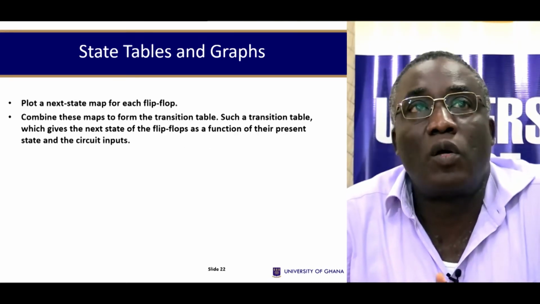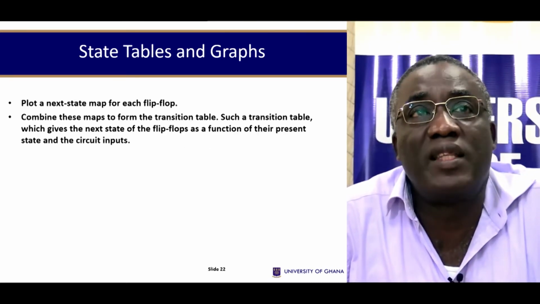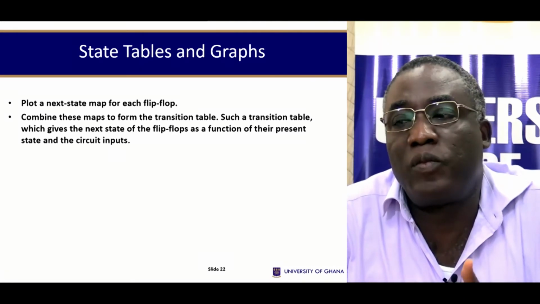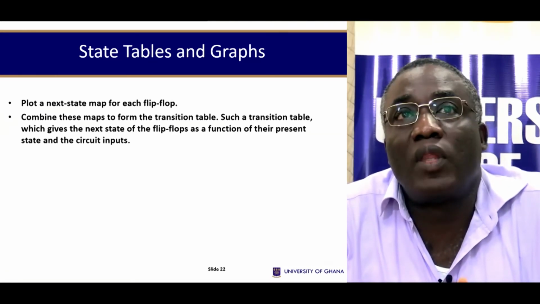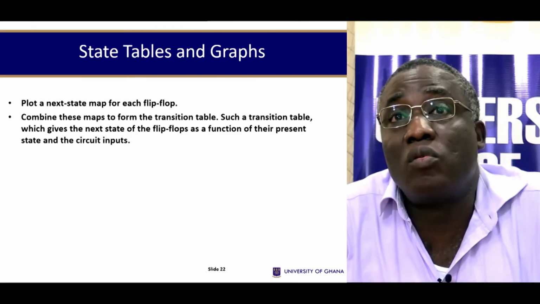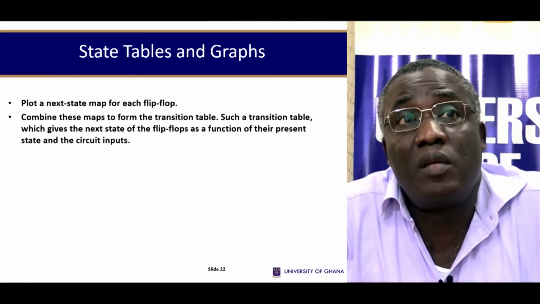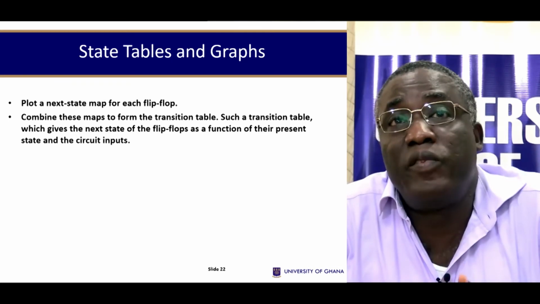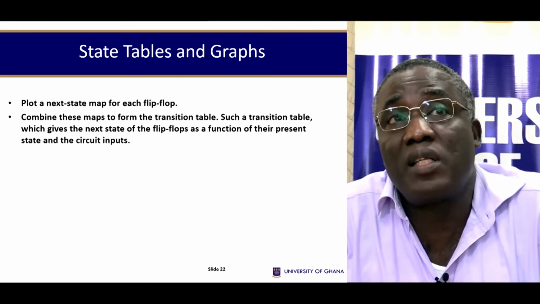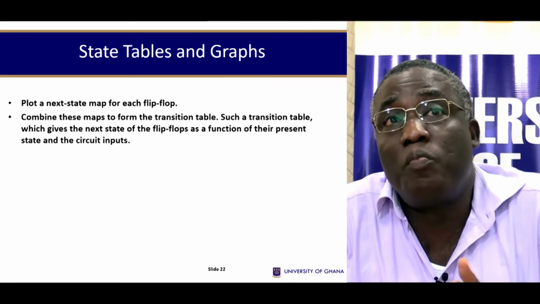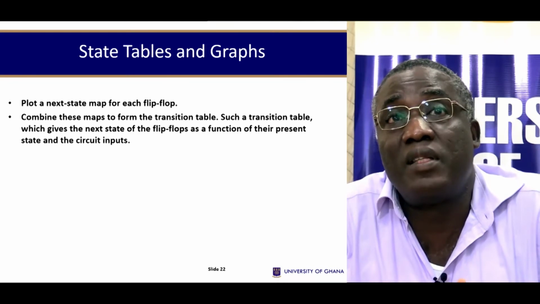To do this, you need to plot the next state map for each flip-flop. You need to combine these maps to form a transition table. Such a transition table then gives the next state of the flip-flops as a function of their present state and the circuit input. So you need to plot the state maps and then combine these maps to form a transition table.